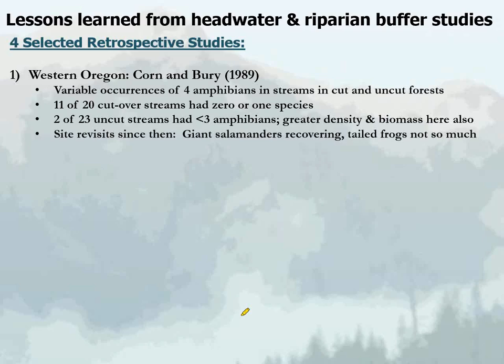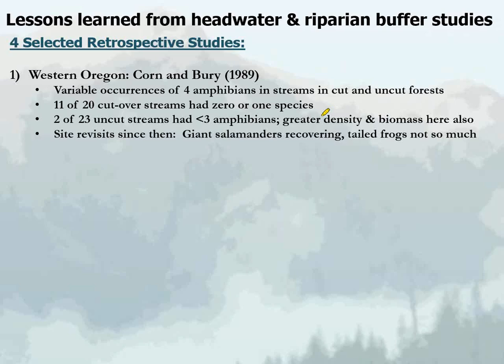Back in 1989, one of the first studies on the effects of timber harvest on streams and the denizens of the streams was by Steve Corn and Bruce Bury, and they looked along the Oregon coast at cut-over streams and uncut streams. The important part here is that over half of their cut-over streams had much reduction of their amphibian biodiversity. Many had zero amphibians left or just one species. That was in comparison to the uncut streams that had three to four amphibians throughout.